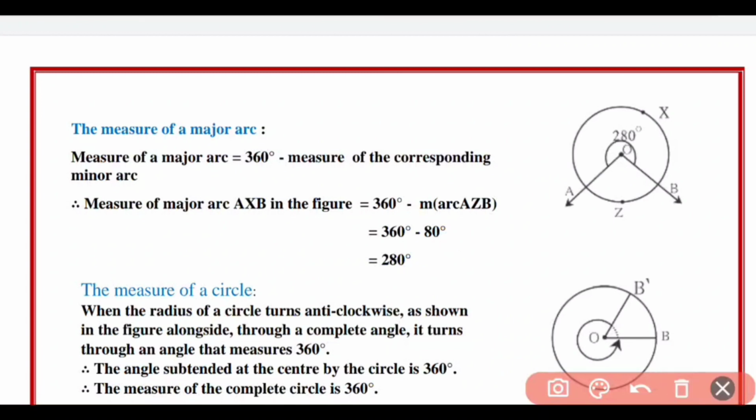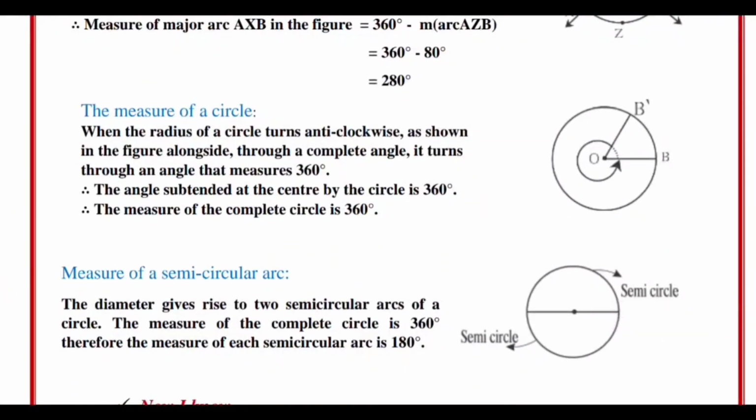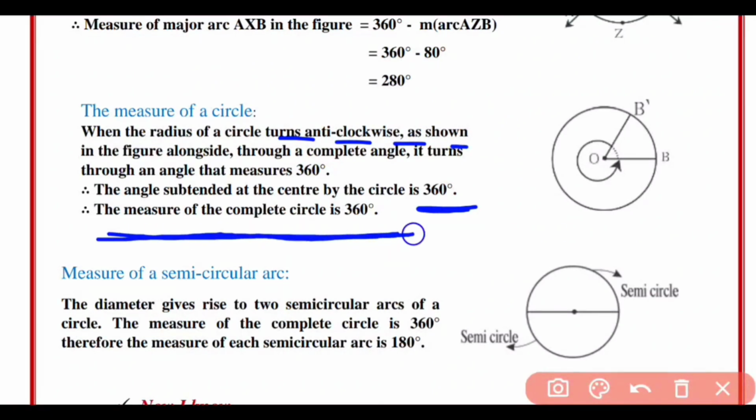Now let us see the next concept, the measure of a circle. When the radius of a circle turns anti-clockwise, as shown in the figure alongside, through a complete angle, it turns through an angle of 360 degrees. So the angle subtended at the center by the circle is 360 degrees, and that's why the measure of a complete circle is 360 degrees. Always keep this in mind. A complete circle measures 360 degrees.